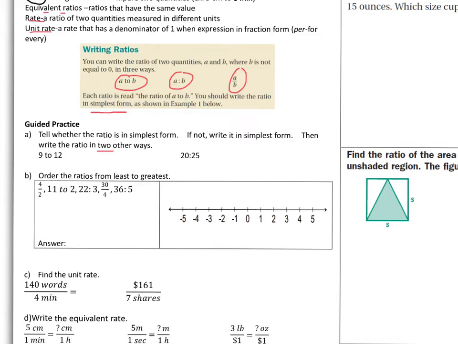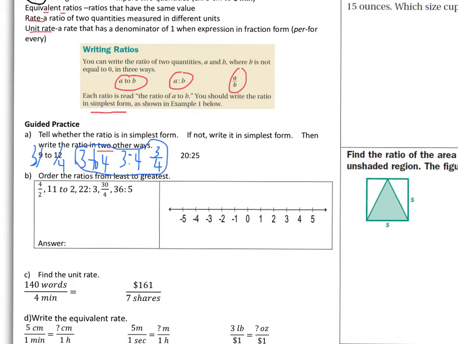So 9 to 12. I know 9 to 12 is not in simplest form. So I need to divide both the numerator and the denominator by its GCF of 3. So 3 to 4. Or 3 colon 4. Or 3 over 4. Okay? And I have my 3 answers.